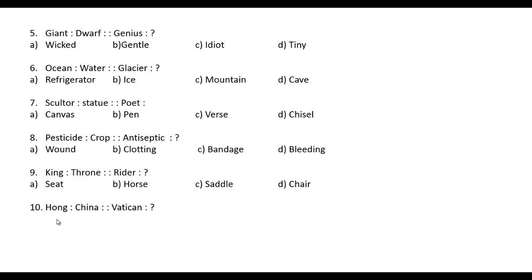Next question is, Hong Kong is to China. The relation between Hong Kong and China is that Hong Kong is a city of China. Then Vatican is to what? Vatican is the city of which state? It is a city of Rome. So Rome is the correct option, so A is the correct option.